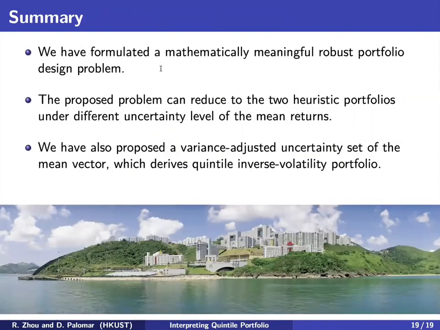So let me summarize the presentation. We have formulated a mathematically meaningful robust portfolio design problem. And this proposed problem can reduce to the two heuristic portfolios at different uncertainty levels of the mean returns. Besides, we have also proposed a variance-adjusted uncertainty set of the mean vector. It derives the quintile inverse volatility portfolio.